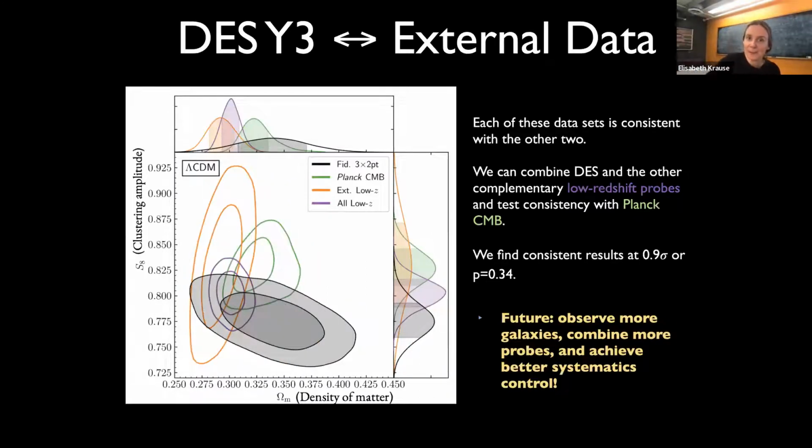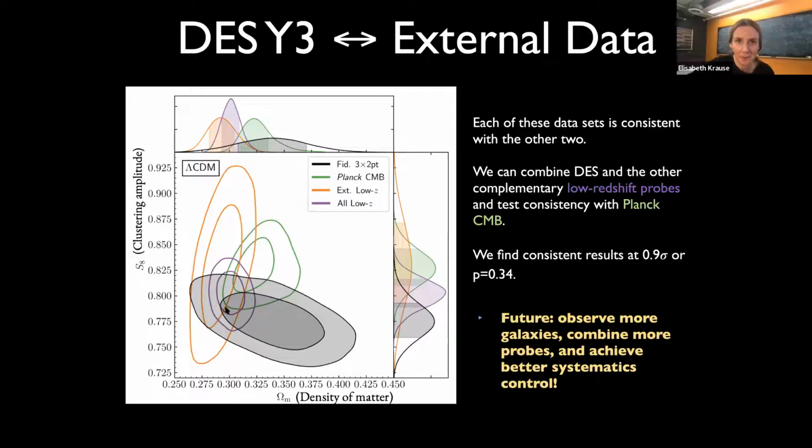Of course, the big question then is, what do we learn in terms of stress testing the lambda CDM model? So for that, we now compare DES, shown again in black, to results from cosmic microwave background, shown in green, and also other measurements of the matter density and clustering amplitude at low redshift. That is supernovae, BAO, and redshift space distortions.